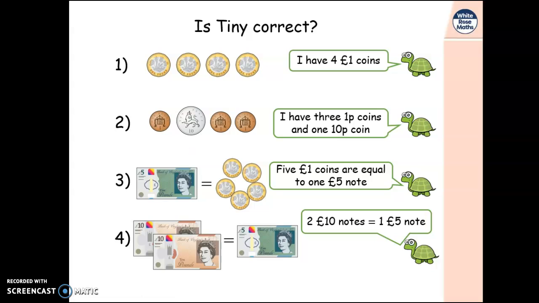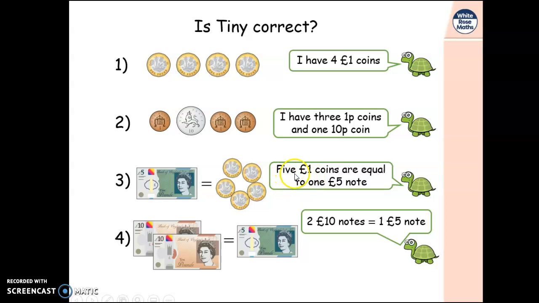So I want you to have a look at those now. Have a look at the amounts and see if it matches what Tiny says. So for example, he says on the first one, I have 4 £1 coins. The second one, I have 3 1p coins and 1 10p coin.